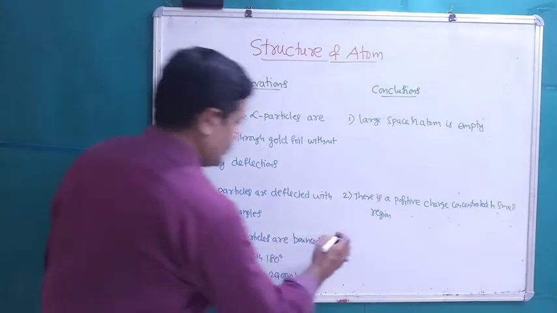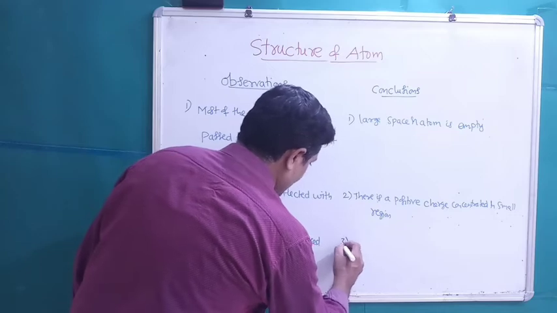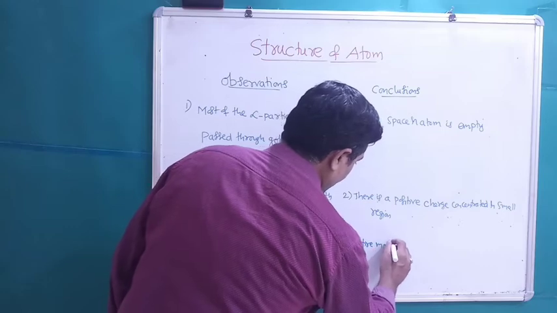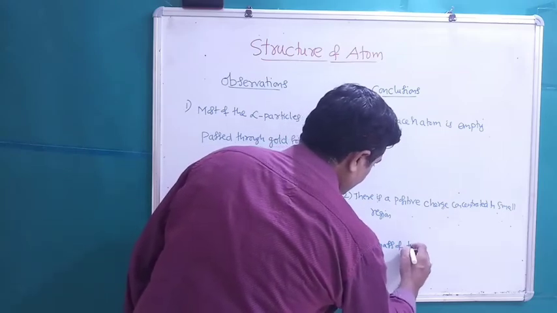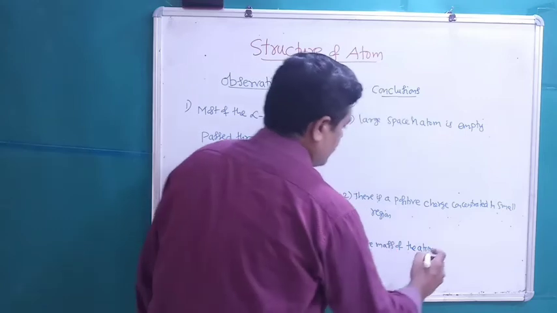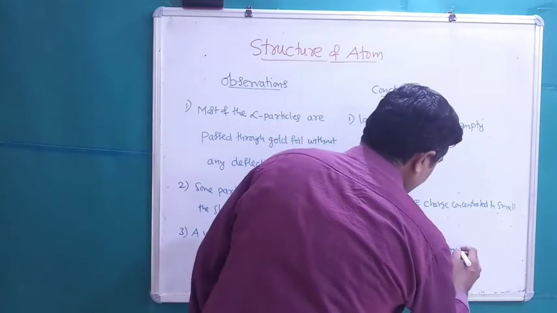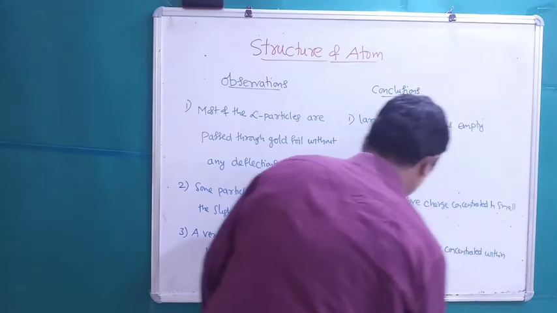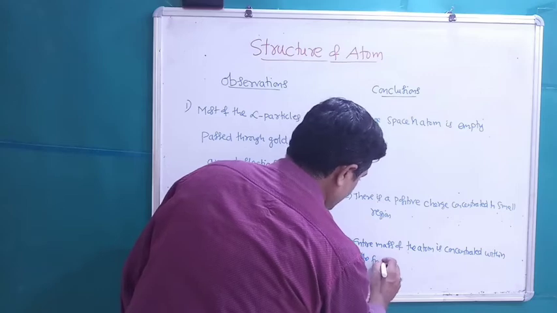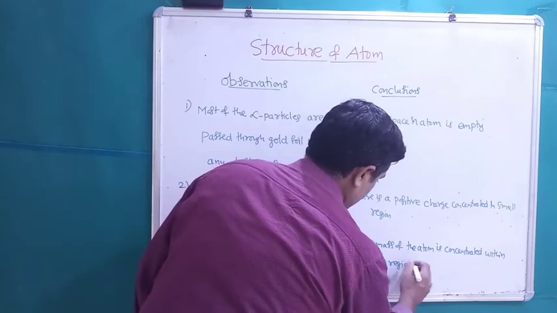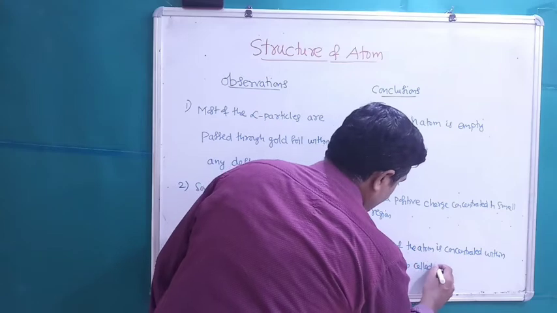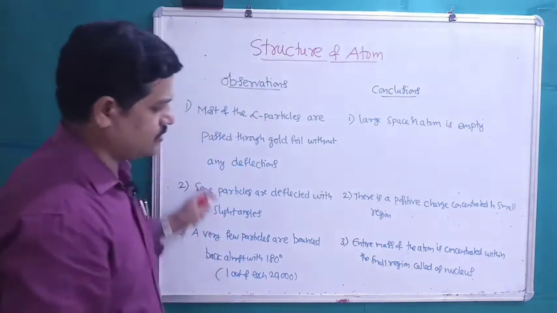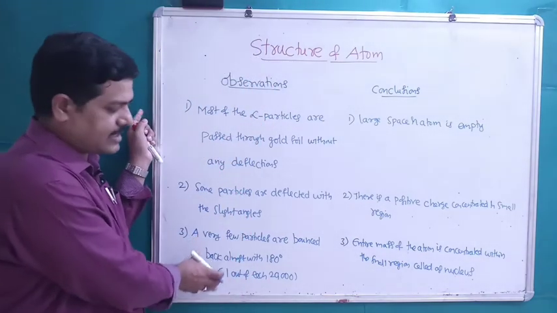Rebound back. So from this, what is the conclusion he made? The entire mass of the atom is concentrated within the small region called the nucleus. So the nucleus has been discovered by Rutherford from his alpha ray scattering experiment.